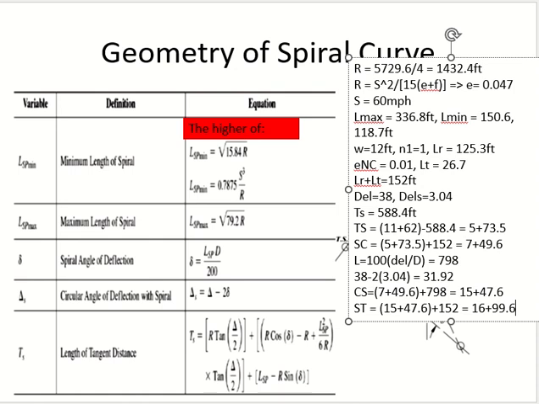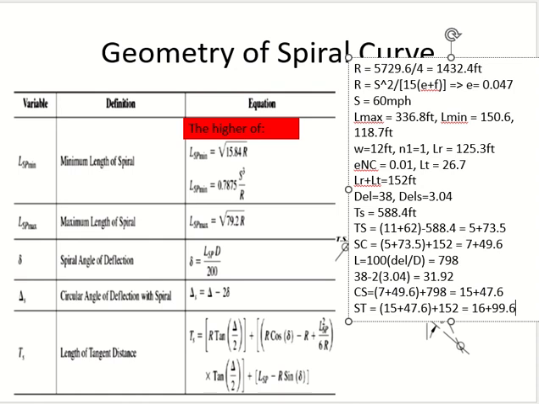LR is less than the range, I cannot take it. LR plus LT is also fine. So I took LR plus LT as my length. Then I started calculating the parameters of the spiral curve. I started with the tangent length. PI minus tangent length gives you the starting of the spiral. The start of spiral plus the length of spiral, end of spiral.